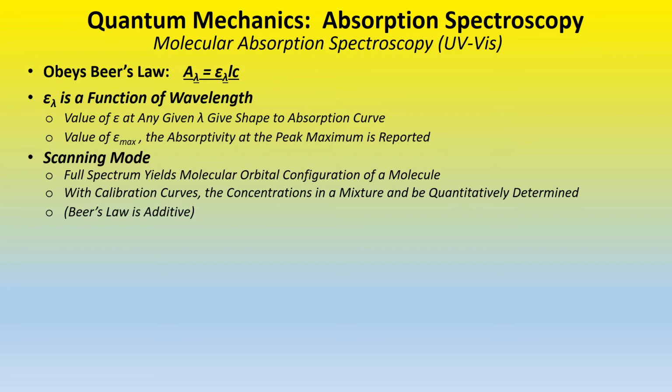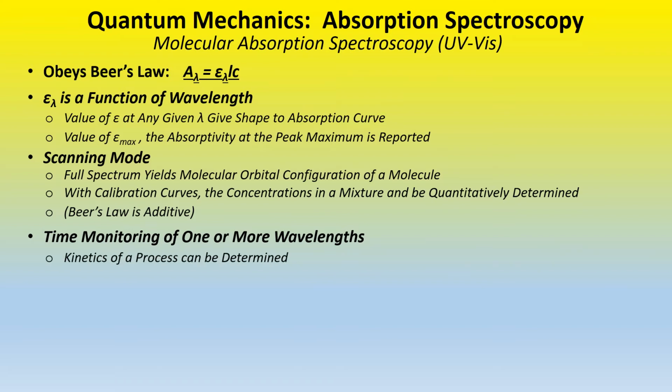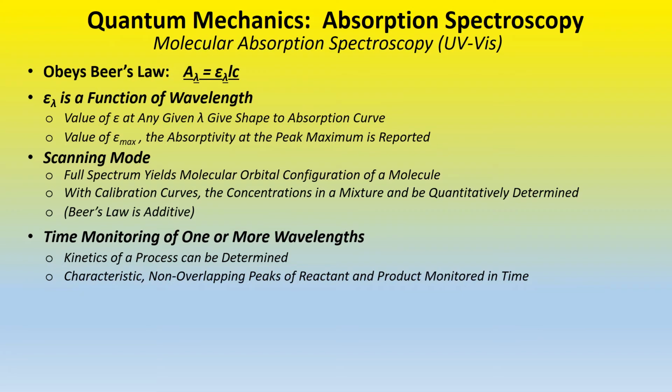Another valuable way to use molecular absorption is through time monitoring at one or more wavelengths. Through this, the kinetics of a given process can be determined. In order to accomplish this, one must first select characteristic, non-overlapping peaks of reactants and product, and then one monitors them over time.